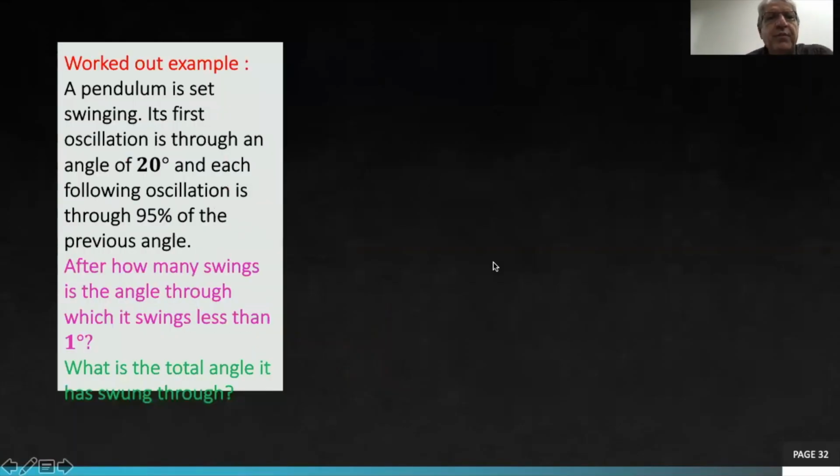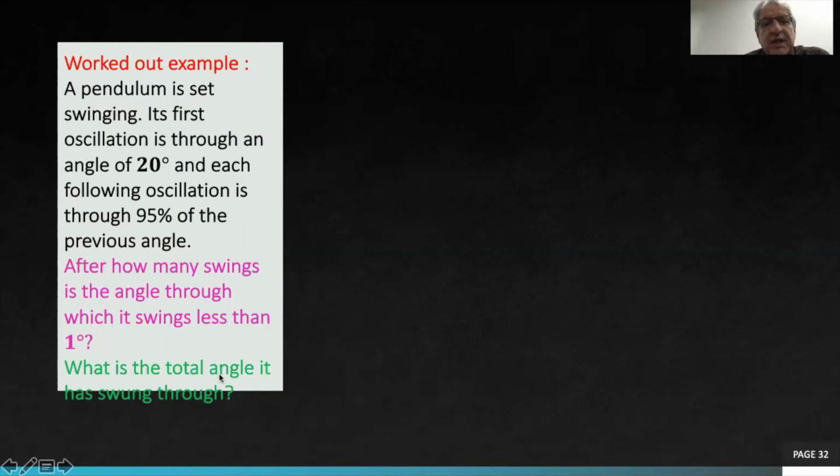Now, there's another workout example here. A pendulum is set swinging. Its first oscillation is through an angle of 20 degrees, okay? And each following oscillation is through 95% of the previous angle. Now, after how many swings is the angle through which it swings less than 1 degree?